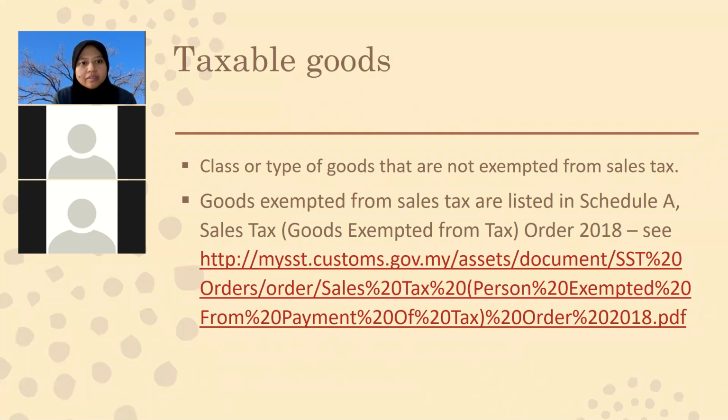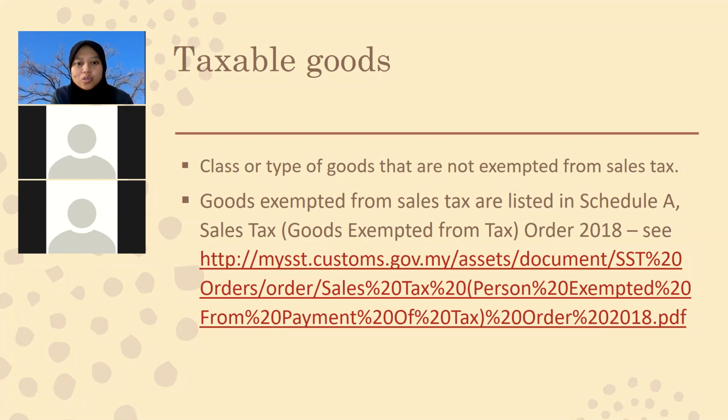Definition of taxable goods: it's class or types of goods that are not exempted from sales tax. So basically all goods are subjected to sales tax except those who are listed as exempted. This is different from SST 1.0. The previous SST, the one before GST, only goods listed are subjected to sales tax. Whatever not in the list are not taxable. But now they adopt from GST. The concept of GST is like this: everything is taxable unless it is exempted.